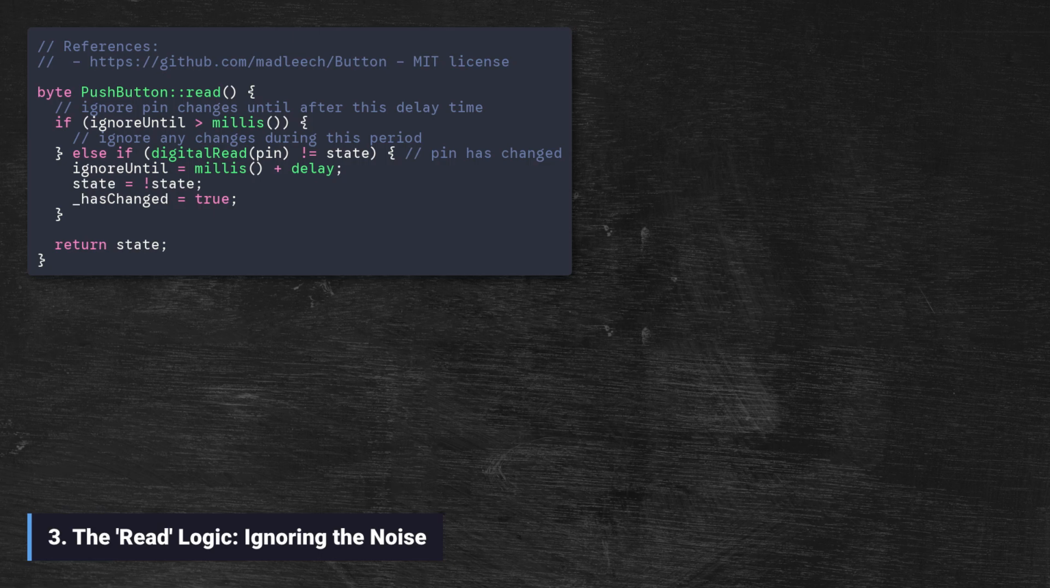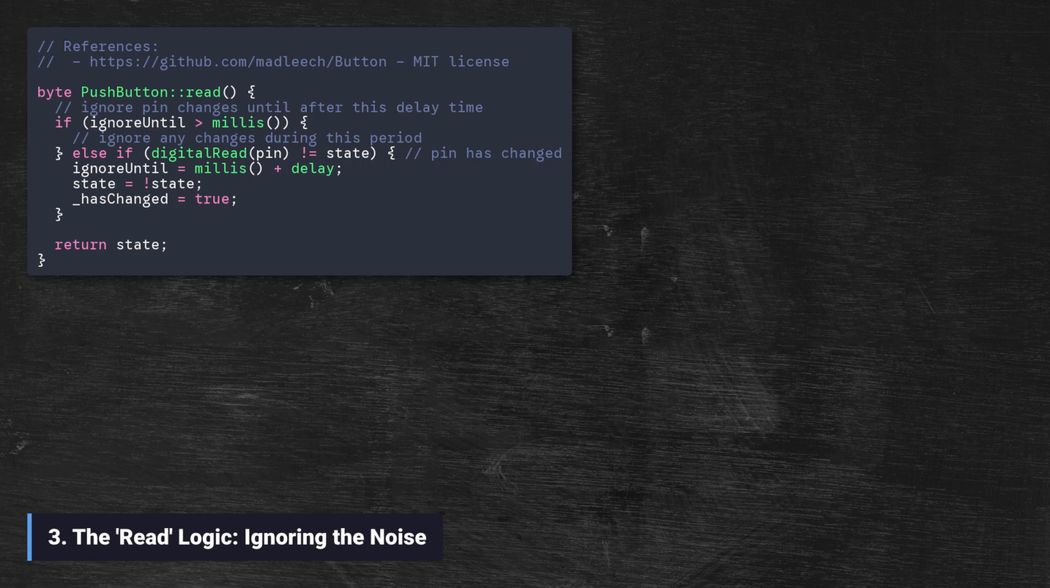Next, else if (digitalRead(pin) != state). Once the silence has passed, the function checks if the actual physical value on the pin, digitalRead, differs from the last stable state. If they are the same, do nothing. If they are different, that means a valid press or release event has just been detected.